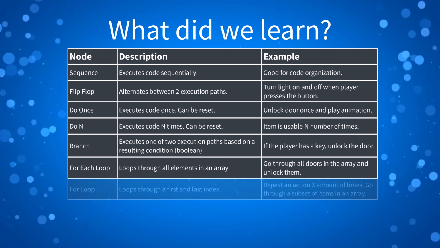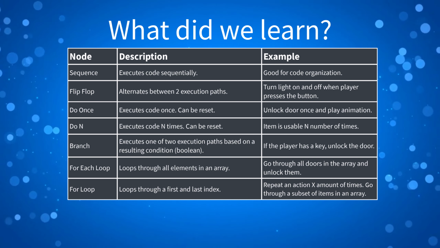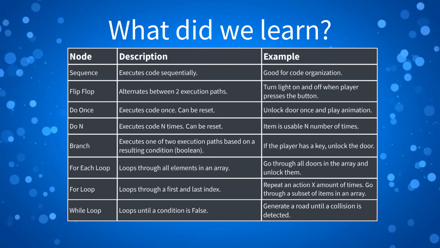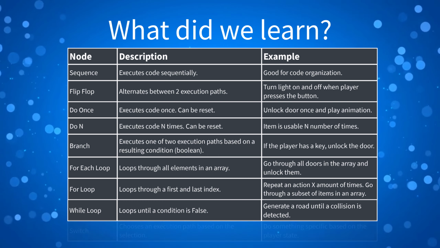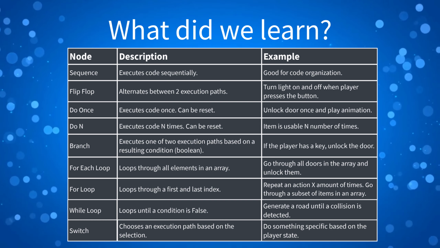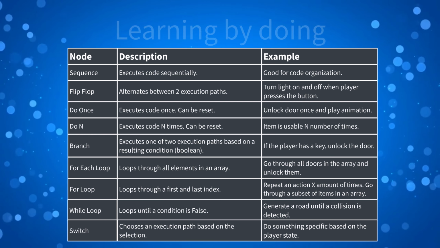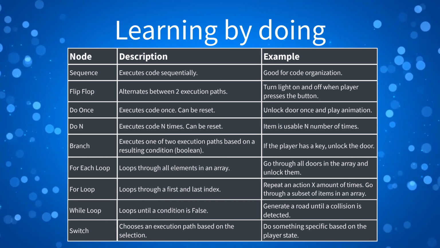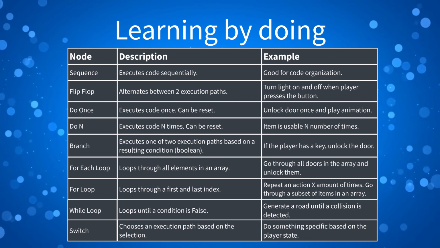We also learned about the for loop, which loops through a first and last index. And we also learned about the while loop, which loops indefinitely until a condition is false. And finally, we looked at the switch statement, which chooses an execution path based on the selection. If you want to practice what we learned, look at this table and think of any other examples where each node would be useful. And that's all for this lesson.